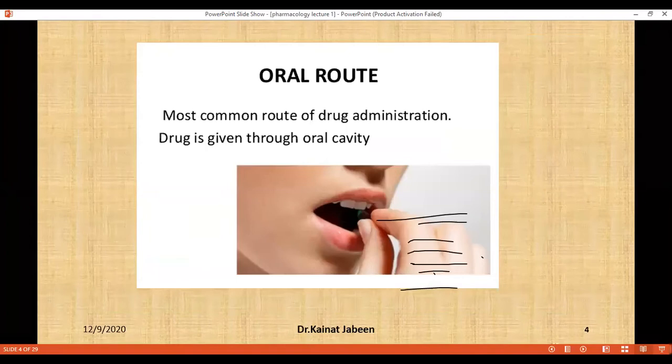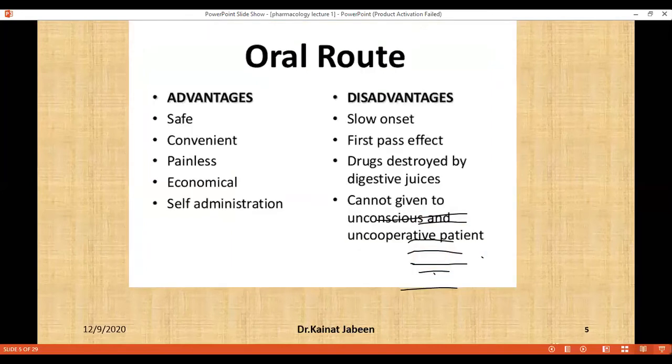The first one is the oral route. The oral route means that you take the medicine through your oral cavity. You can take different medicines, like powders, tablets, syrups, capsules, and all these things. Advantages of the oral route are that it's the safest one, convenient for everyone, painless, and economical. Everyone can take the medicine easily. They are cheap. Self-administration: you can take it by yourself.